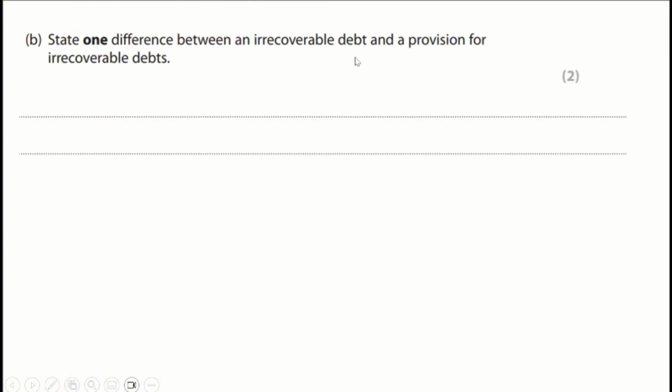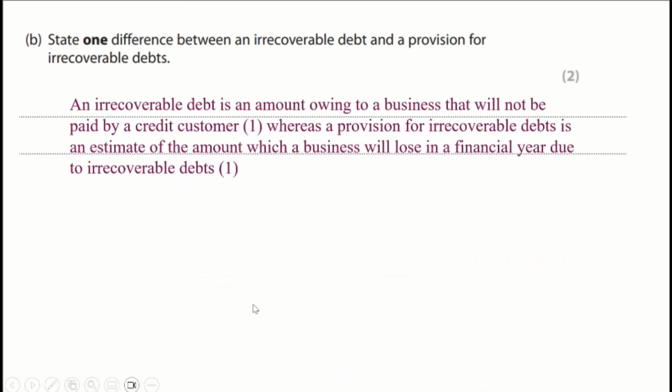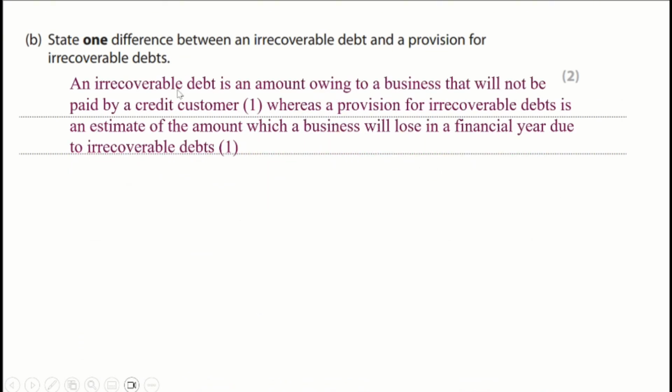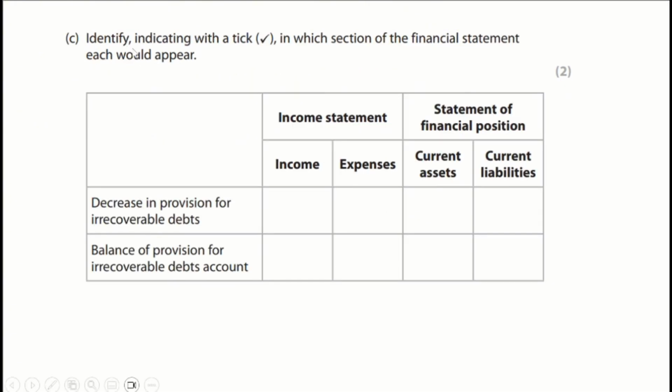State the difference between irrecoverable debt and provision for irrecoverable debt. Again, we did a similar question. This was a repeated question in the past paper. Identify, indicating with a tick, in which section of financial statement each would appear: decrease in provision for irrecoverable debt, and balance of provision for irrecoverable debt. When there is a decrease, it goes in the income statement as income. If it's an increase, it is an expense, and the balance of provision for irrecoverable debt is adjusted in the current assets by deducting it from trade receivables.